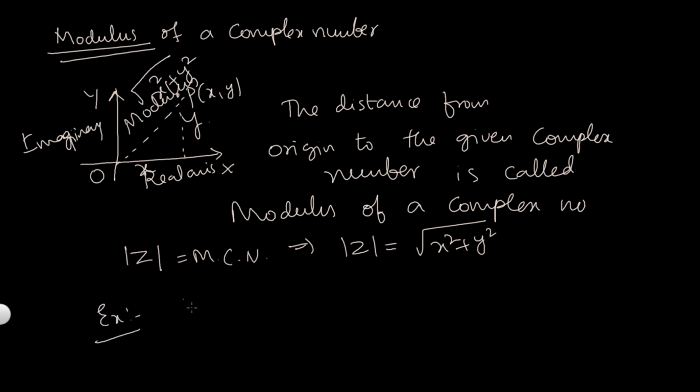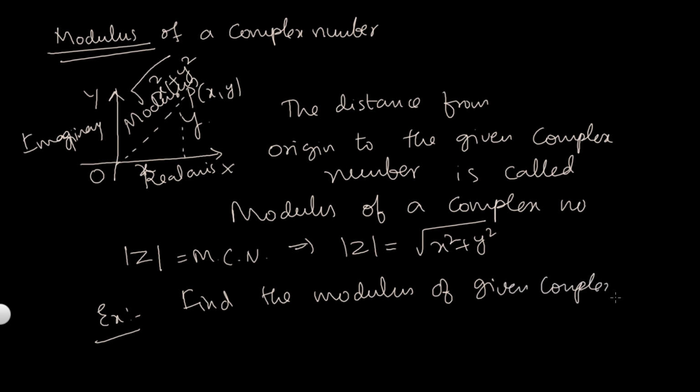Find the modulus of the given complex numbers. First, take example number 1. Suppose z equals -1 plus i. He is asking the modulus, that is mod z. First let us take x equal to -1 and y equal to 1. Don't take it as i; the coefficient of i is 1. So x equals -1.